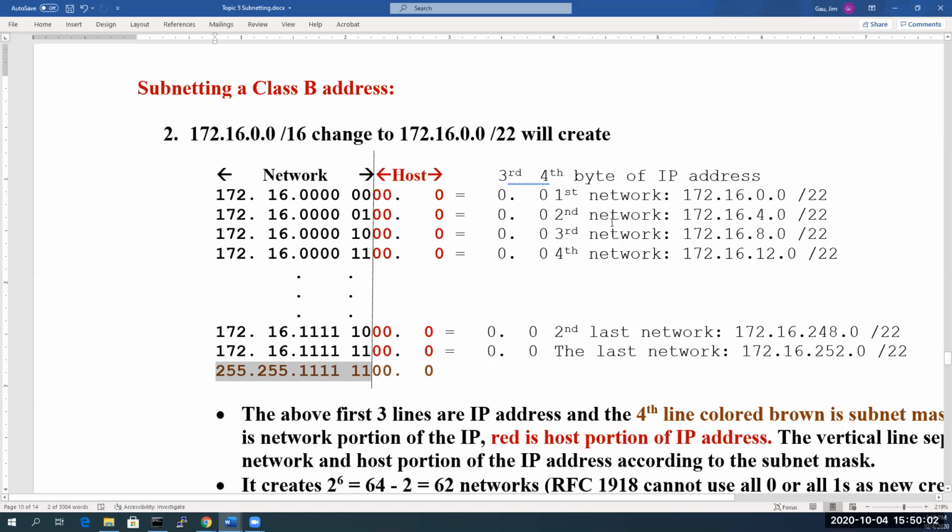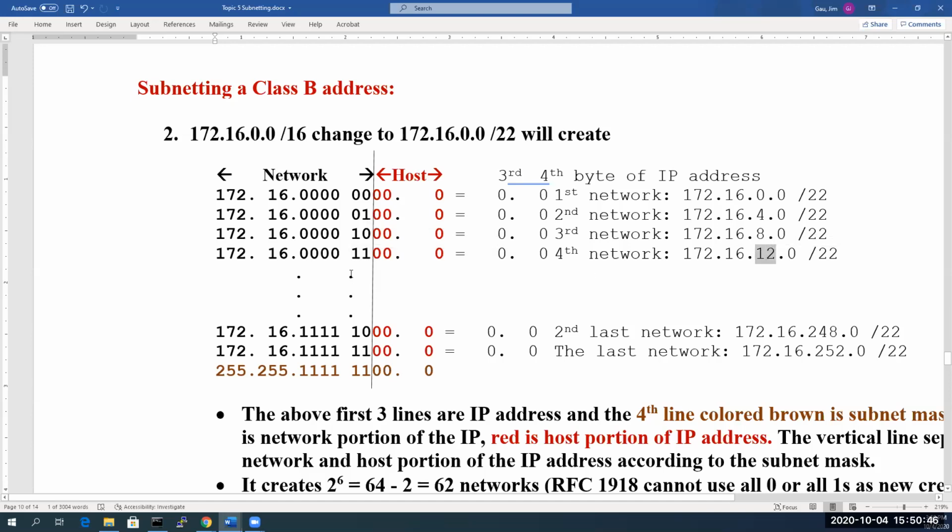How about the second network? The second network will be 01. We just flip 1 bit here, right? 01, and the smallest number is all zeros. So therefore, the next one is 172.16.4.0. And then the third one, of course, you can see the similarity now. It's a 1 here, and if I skip this one, then the next one is 10 here, and 1000 here is the 8, right? And then the next one, your network will be 11 here. So the first network, second network, third network, fourth network.